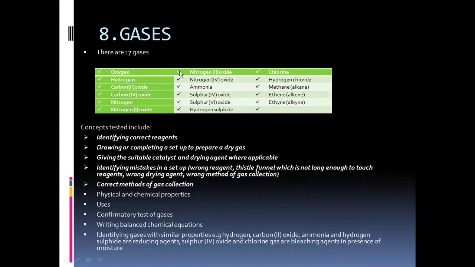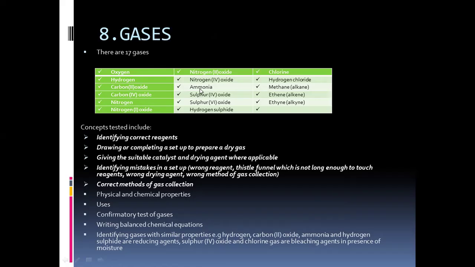How were they covered? In Form 1, you studied two: oxygen and hydrogen. Those are the gases that we dealt with in Form 1. In Form 2 also you studied two: carbon 4 oxide and carbon 2 oxide. That was in Form 2. In Form 3 you studied 13 gases. I will remind you. The first one was nitrogen, nitrogen 1 oxide, nitrogen 4 oxide, nitrogen 2 oxide, ammonia.